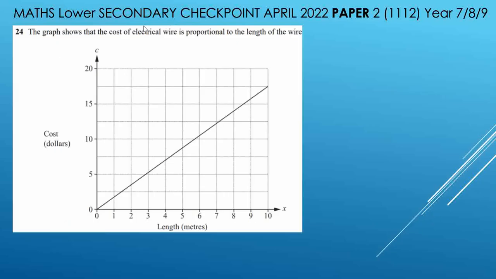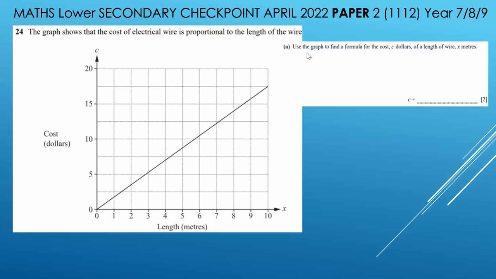Question 24, the graph shows that the cost of electrical wire is proportional to the length of the wire. Cost over length. Question A, use the graph to find a formula for the cost C dollars of a length of wire x meters.